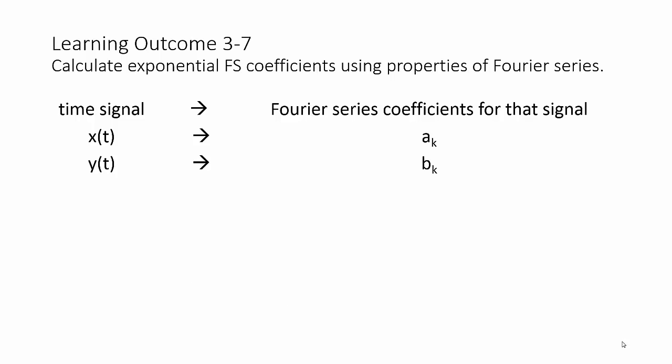In all these properties in this table, we're assuming that a signal called x of t will have Fourier series coefficients called a sub k. And we're assuming that a signal y of t will have Fourier series coefficients called b sub k.